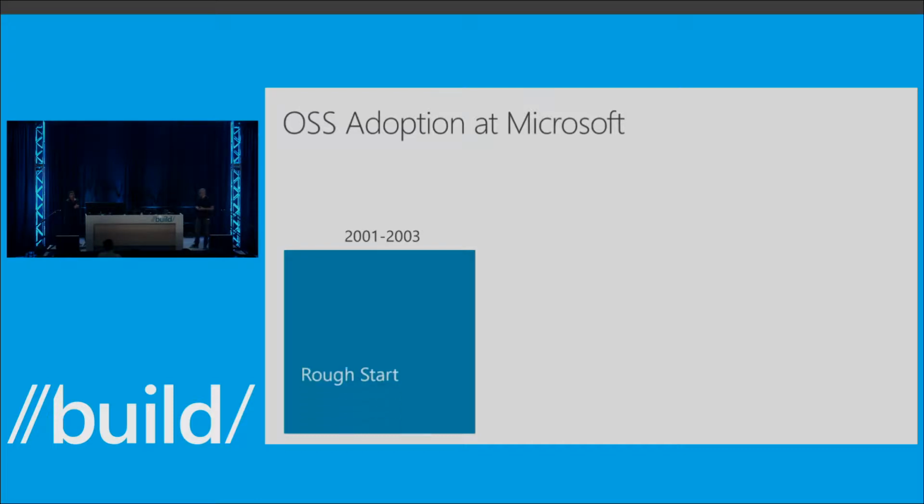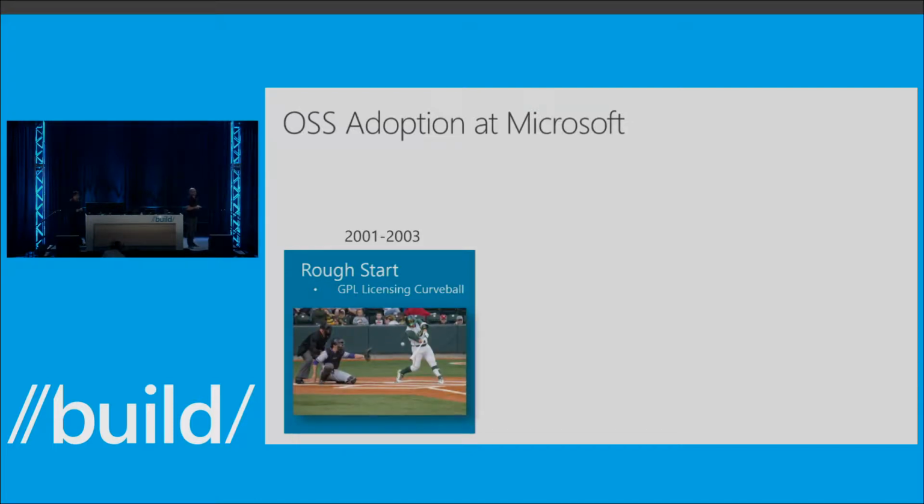And this was a rough start for Microsoft. There was a real opportunity here, and it wasn't simple. GPL licensing was a curveball, and it wasn't just a curveball for Microsoft, it was for many companies. But I like baseball, I'm going to use a baseball analogy here. It's baseball season. Microsoft was having a hard time at the plate. Let's move on to 2004.